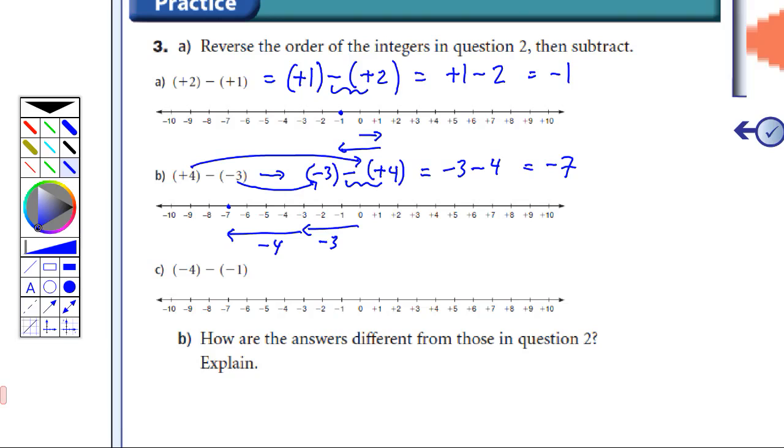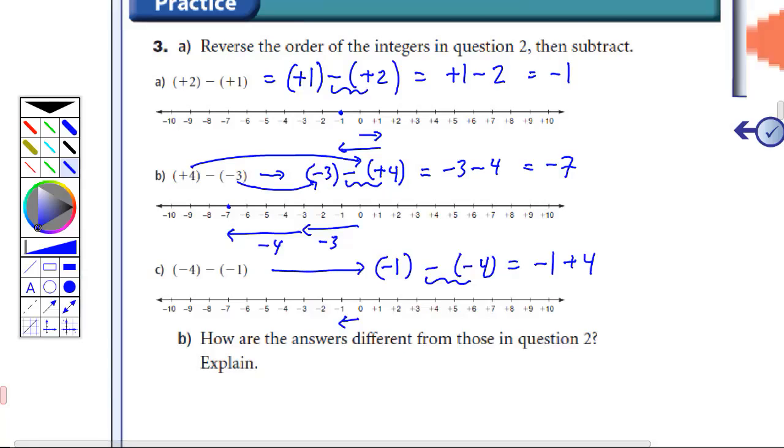And finally C. Let's switch our terms around. So we'll have minus 1 in the front, and we'll have minus 4 second, and a subtraction sign between them. Well, we're going to rewrite that as minus 1. First term stays the same. Minus minus turns into a plus. So minus 1, and then plus 4. That will bring us to positive 3.